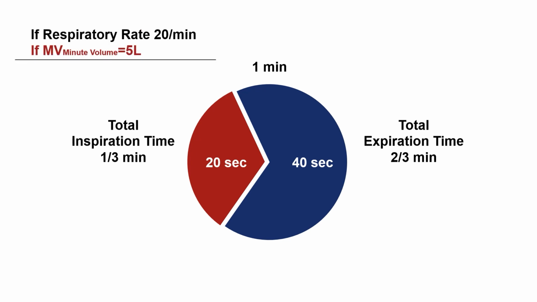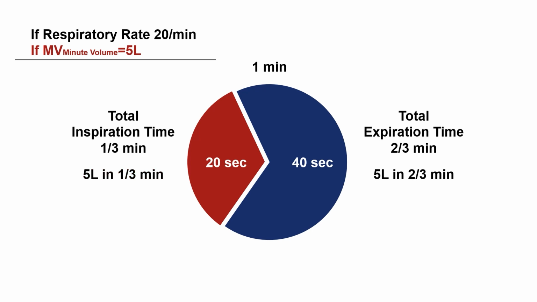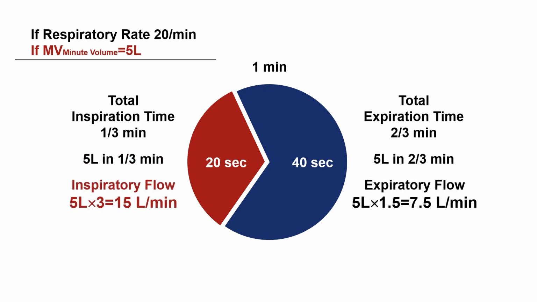Furthermore, if the minute volume is 5 liters, then 5 liters should be inspired in 1/3 of a minute, and 5 liters should be expired in 2/3 of a minute. To inspire 5 liters within 1/3 of a minute, it is necessary to maintain a flow rate of 15 liters per minute. This rate is arrived at by multiplying 5 liters by 3, the reciprocal of 1/3. And this flow rate is sustained during the 20 seconds of inspiration time.